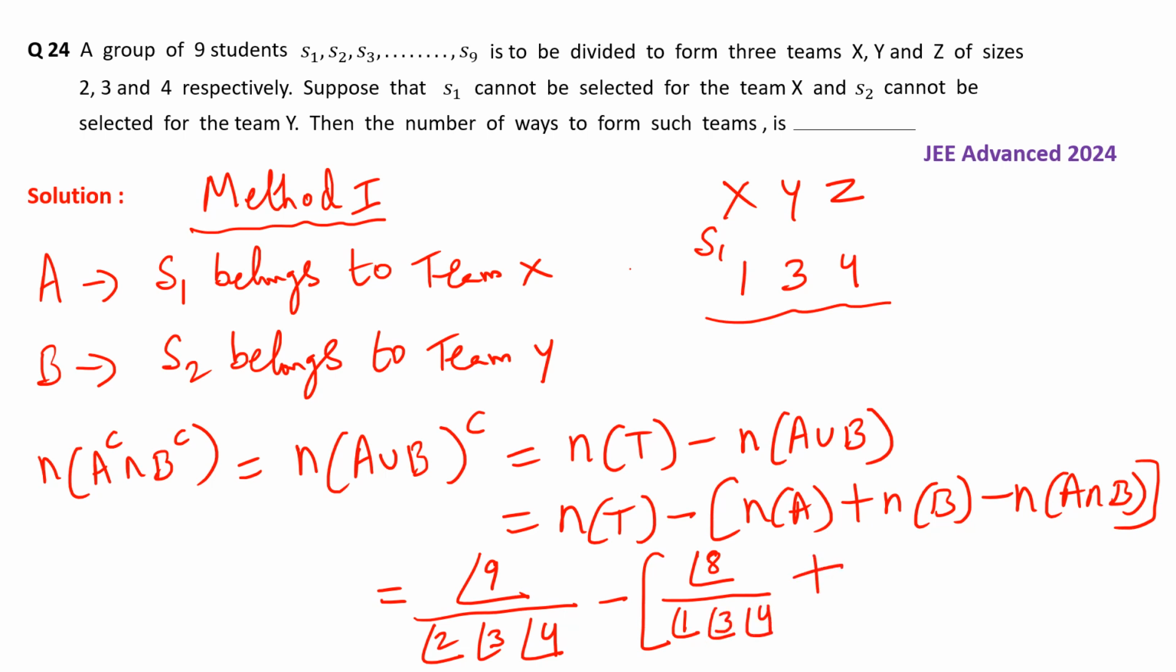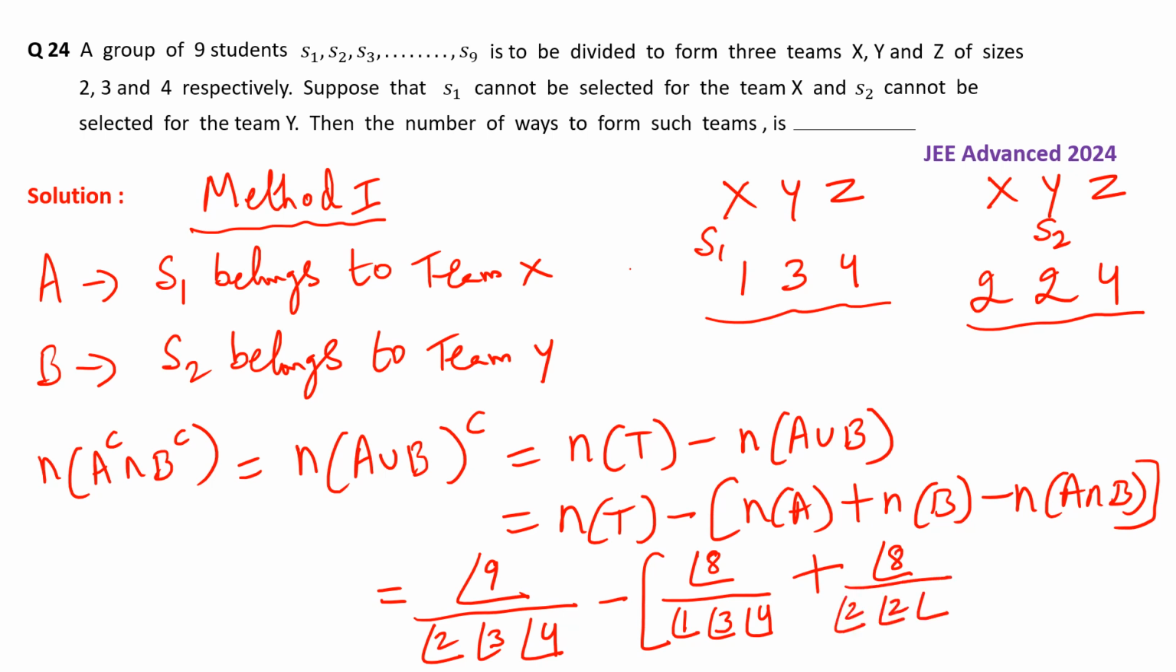Now when we talk about NB, now the situation is like that S2 already belongs to the team Y. So that means now Y requires 2 more students. X requires 2 students and Z requires 4 students. So now this can be done in factorial 8 divided upon factorial 2 into factorial 2 into factorial 4.